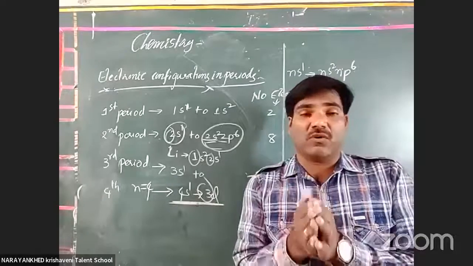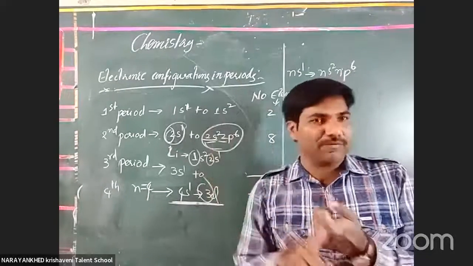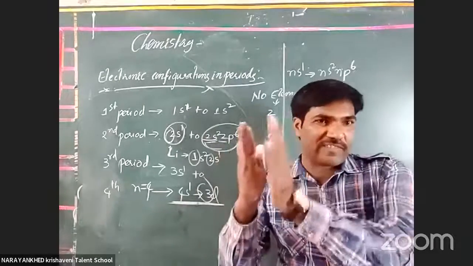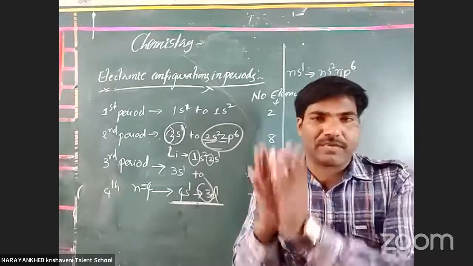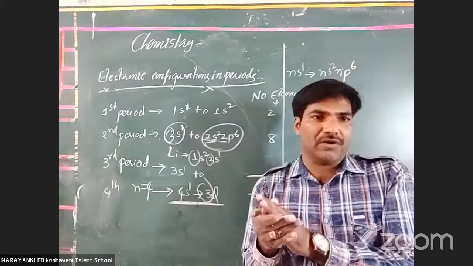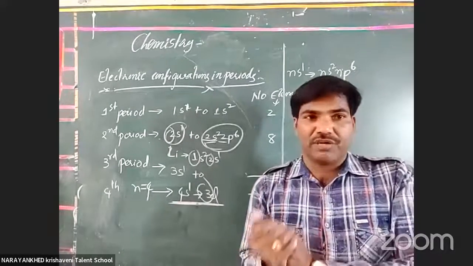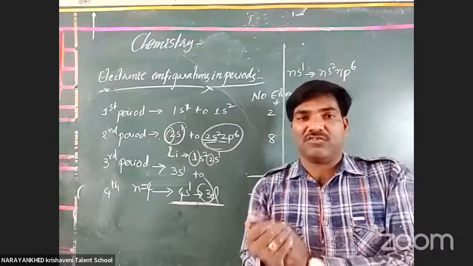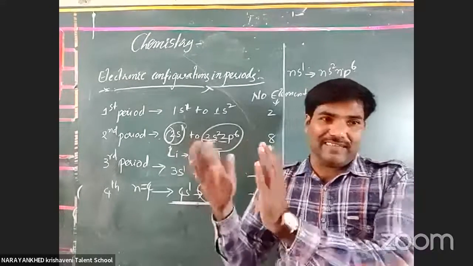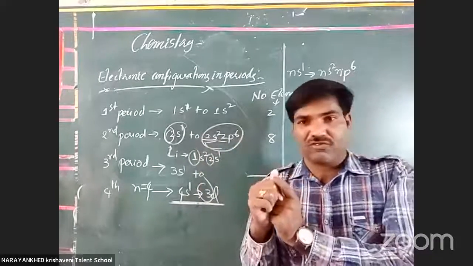Now, whatever value of n is there, that is that particular period. The n value of the last valence shell becomes the period. Suppose we take chlorine. What is the electronic configuration of chlorine? 1s2, 2s2, 2p6, 3s2, 3p5. The last valence shell is 3. That's why it belongs to which period? Third period. Understood or not?